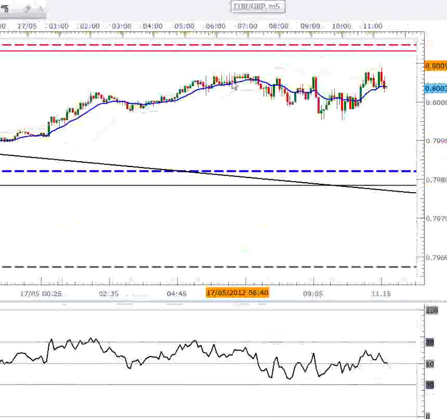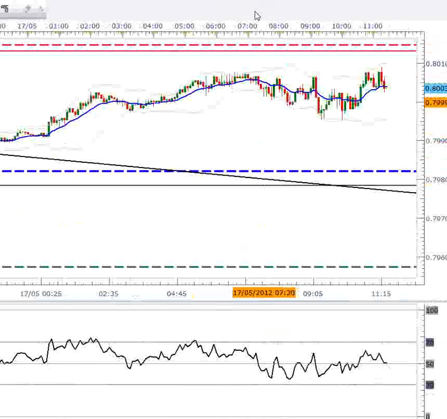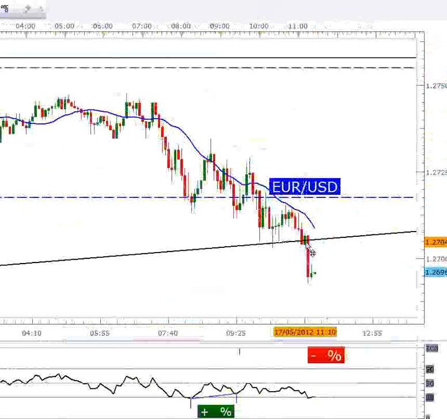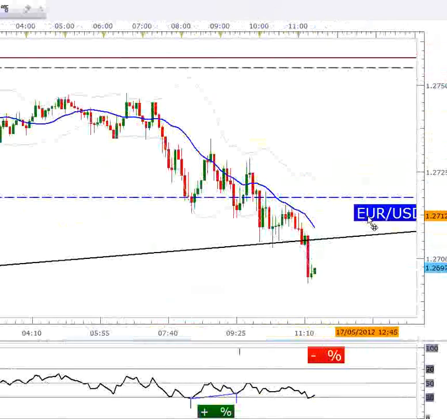This is euro pound doing nothing, just in a range, and this is euro dollar, and we just failed here at the third tag of a potential trend line, so we don't have a trend line support. Euro dollar is just in a downtrend, and it's pretty heavy. There is no real classic entries.